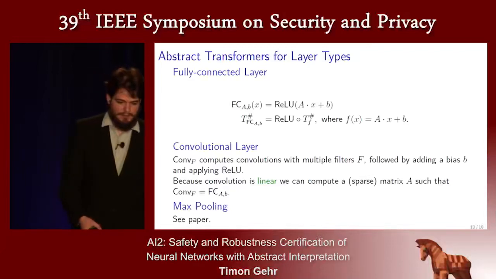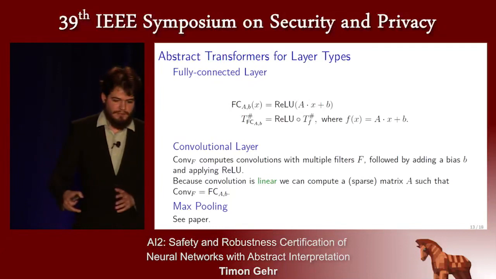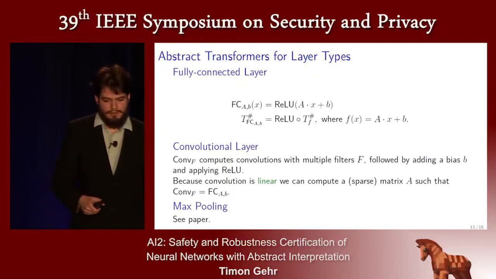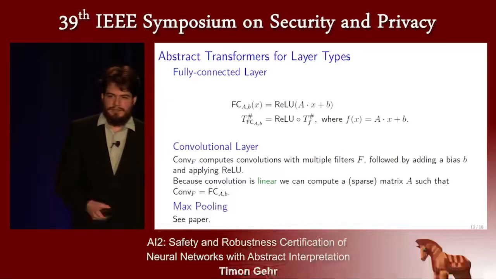And for other layer types, for fully connected layers, it's easy. A fully connected layer is just an affine transformation followed by a ReLU activation. So we can just use the affine transformer, which is provided by the abstract domain, and follow it with the ReLU transformer.